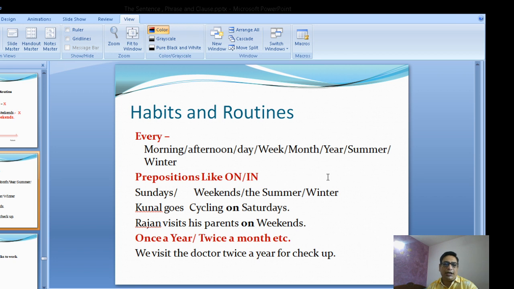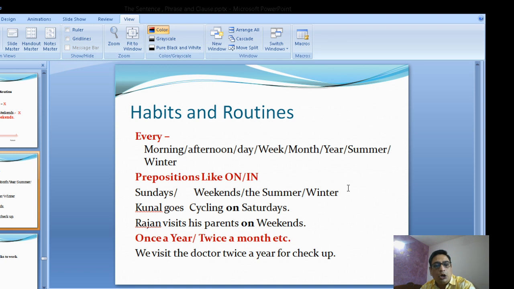Now we can use the second one, that is prepositions. Prepositions like on and in. We have already learned what prepositions are in parts of speech, and when we use on or in, it can actually mean that we are talking about a present simple tense. For example, on Sundays, on weekends, in the summer, or in winter. So these are the usages. These are prepositions which help you to frame a sentence in present simple tense.